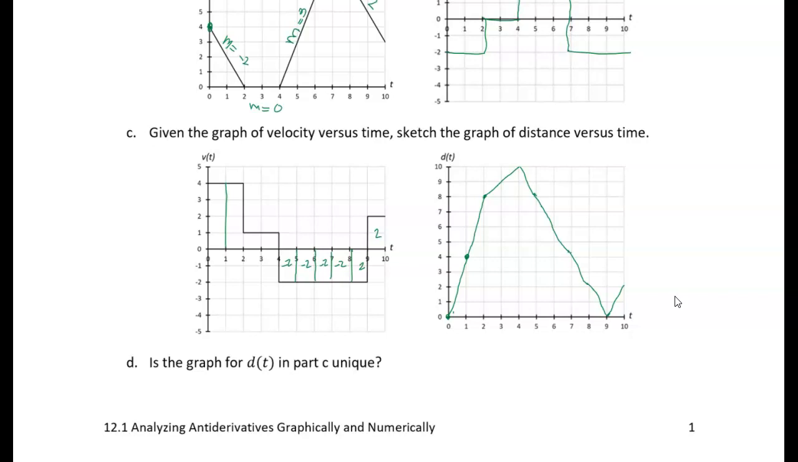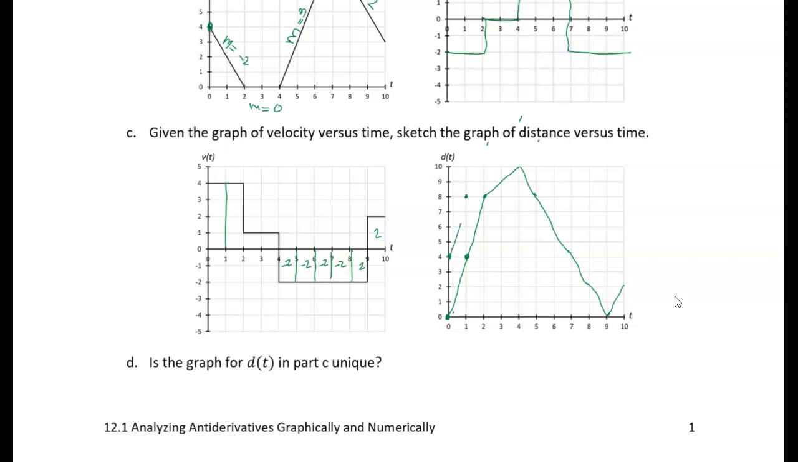But this is not unique. And the reason for that is that we really don't know where we started here. We had to assume we were starting at 0, but we really don't know. If we had started at say 4, then all of these values would be increased by that amount. Now I'm going to run off my graph here, but you get the idea. Everything would be increased by 4.